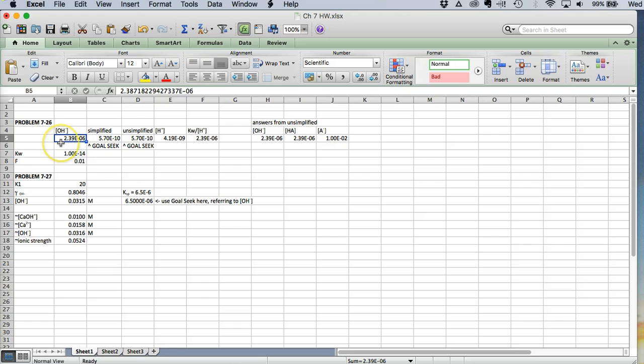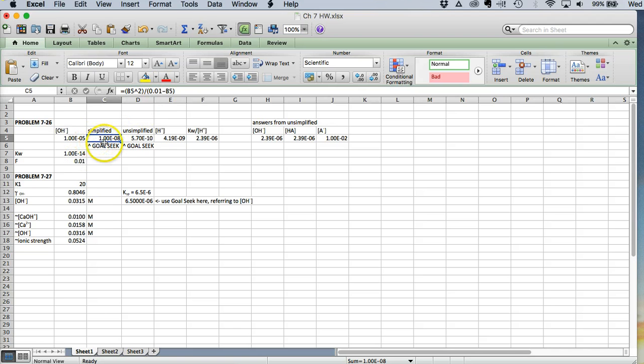So apparently in this problem I knew that the solution was going to be slightly basic, so my hydroxide ion concentration should be greater than 10 to the minus 7, because in a neutral solution you've got 1 times 10 to the minus 7. So if I'm just going to guess roundabout, and I say, okay, this is going to be 1e-5, then I can set my goal seek here.